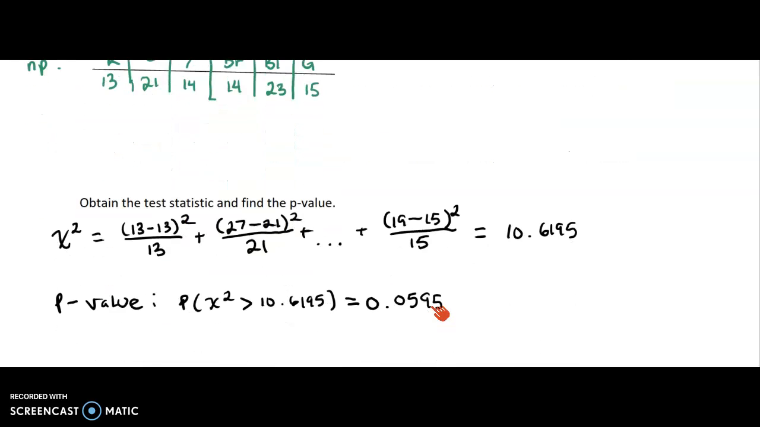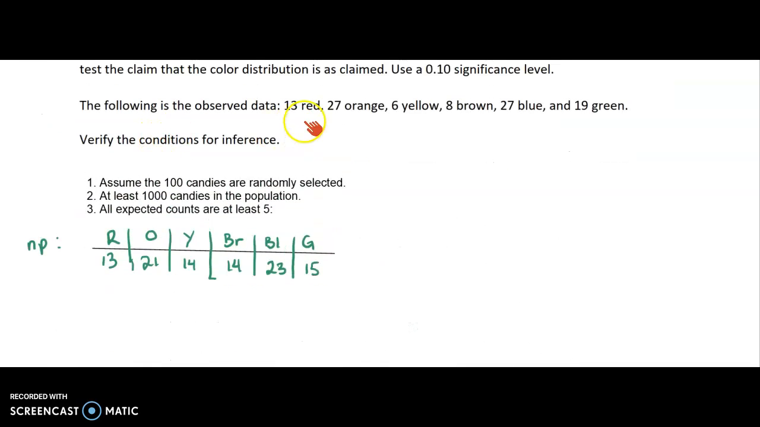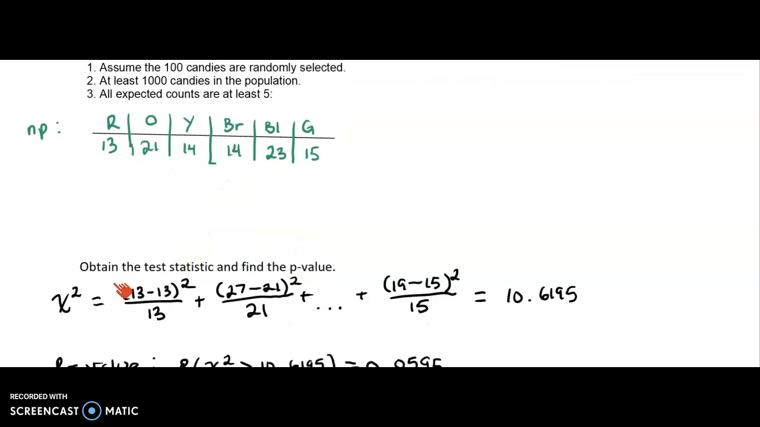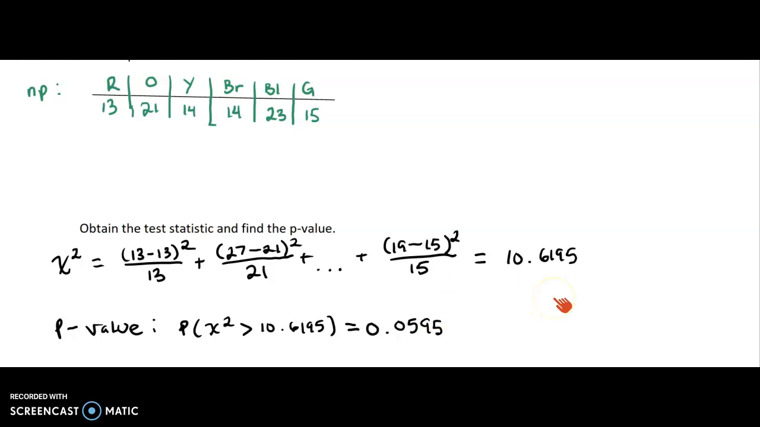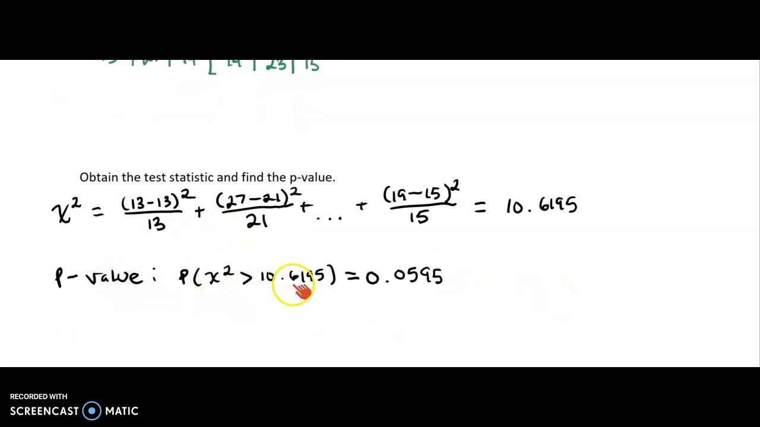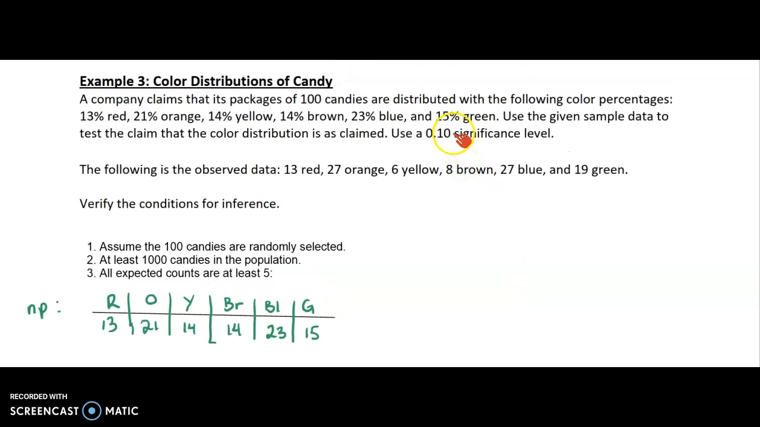Next up, we'll calculate the test statistic, again, by taking each observed, subtracting the expected, squaring that difference, and then dividing by the expected. So you can see I did that here for red, for orange, and for green. Get a test statistic of 10.6195. And then I have a p-value here. The probability of obtaining my test statistic or something more extreme is about 0.0595. And if I were to use a 10% significance level, then we could reject the H0 and we could claim that, hey, it actually differs from the company claim.